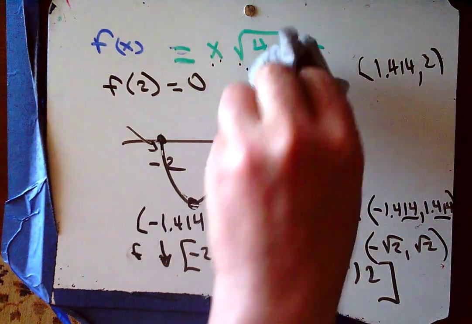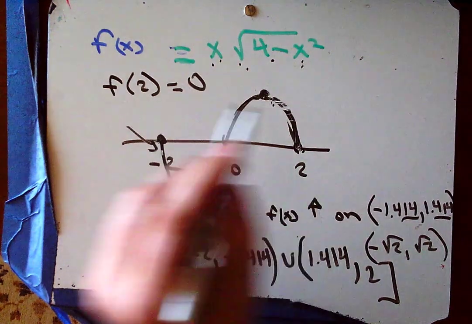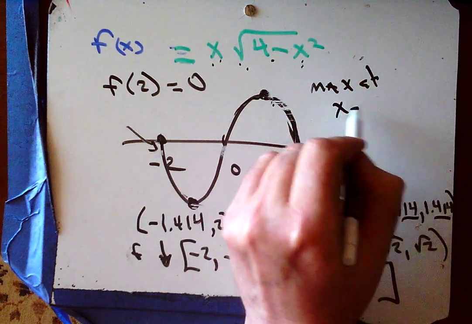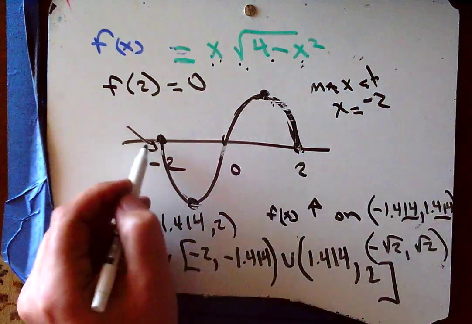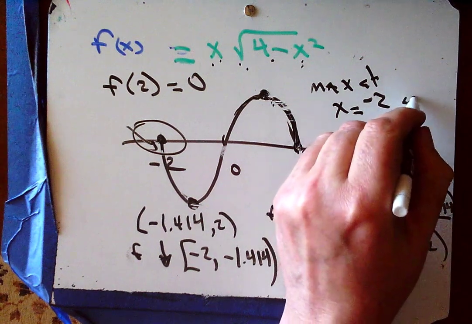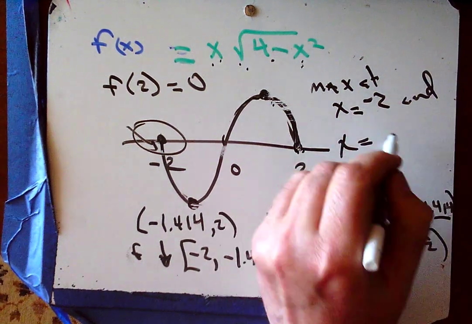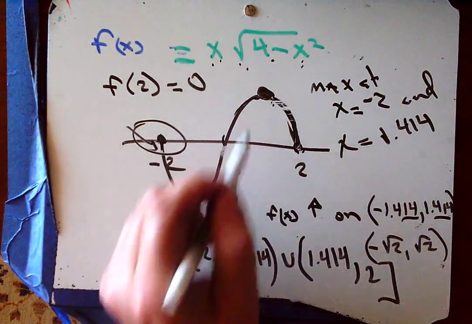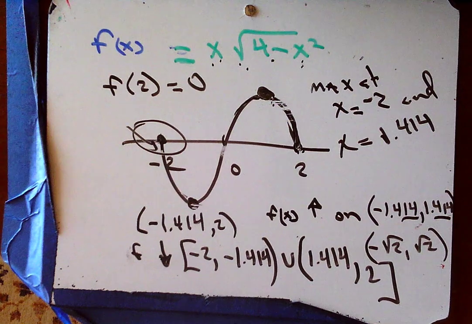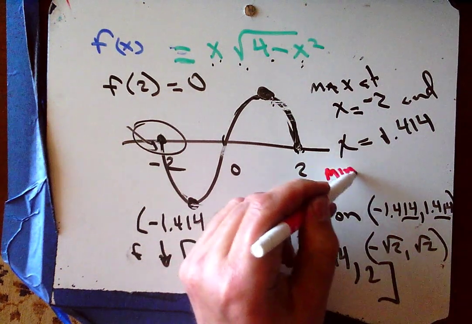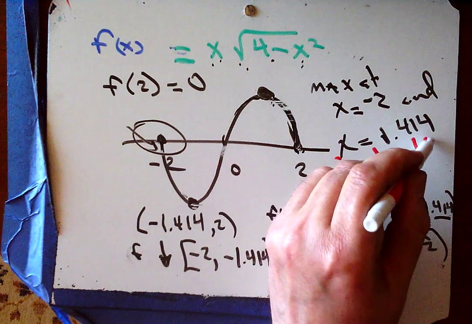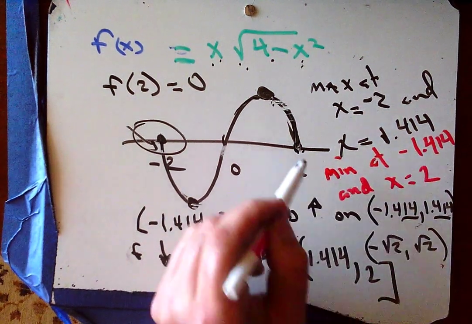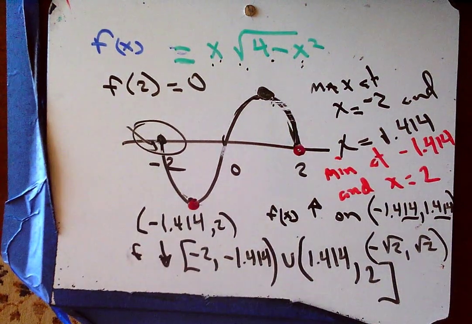All right, and we've already figured out where our mins and maxes are. We said that there's a max at x equals -2, this one, and x equals 1.414 here. Those are our two maxes. We also have mins at -1.414 and at x equals +2. That's a min and that's a min.